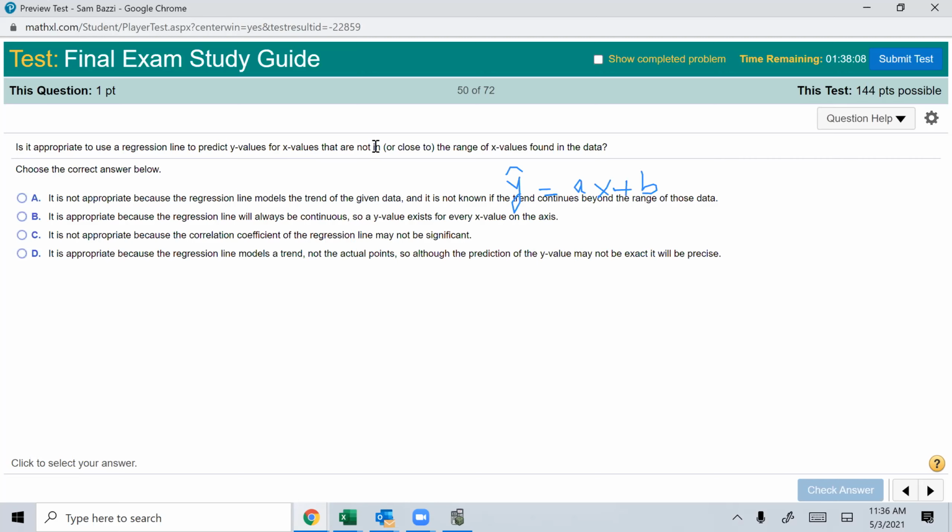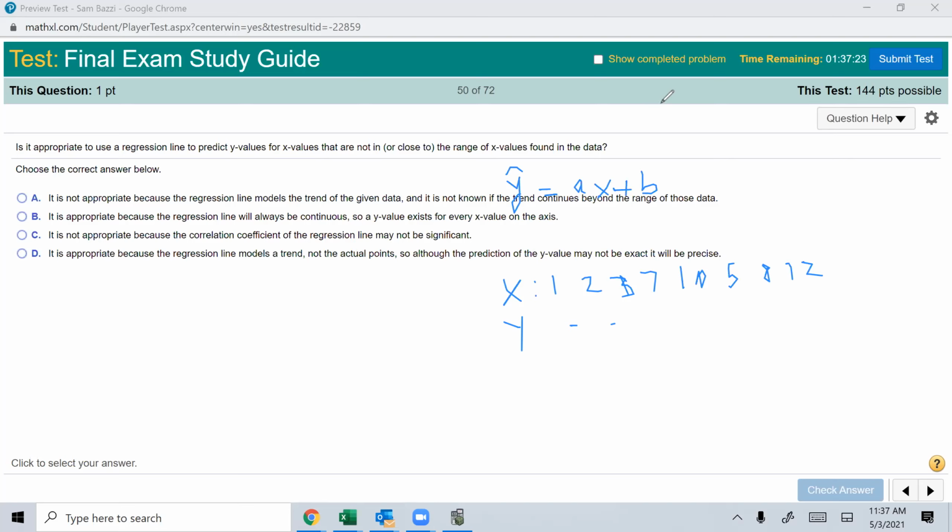For example, in the table, if your x values, guys, are between 1, 2, 3, 7, 10, 5, 8, 12, let's say, and you have y values in the table as well. If I ask you to find the y value when x is 20, you tell me it's not meaningful to use the equation because 20 is not within the range of those values, so it's not appropriate.